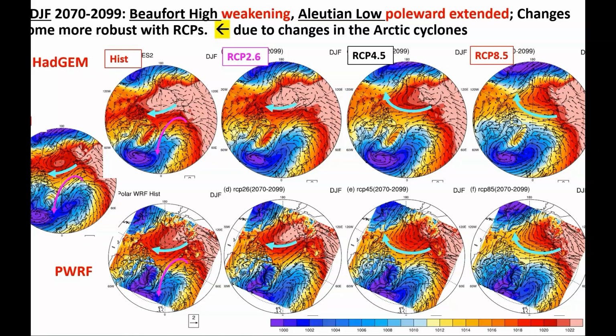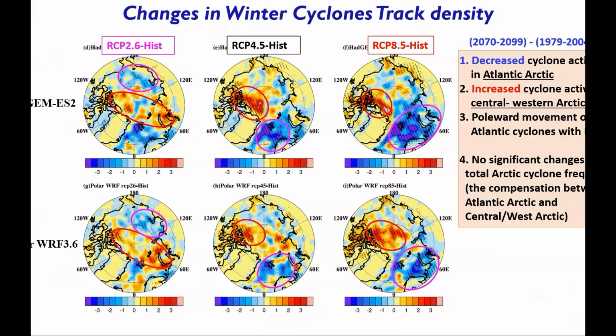We can see that by the end of the 21st century, the Beaufort High becomes weaker with increasing RCPs. The resulting southwest wind prevails in the central Arctic Ocean instead of the permanent westerly wind in the current climate. Such changes are due to increased cyclones in the western central Arctic.